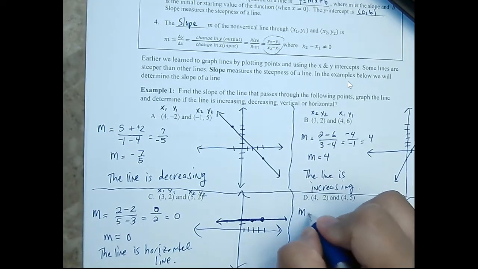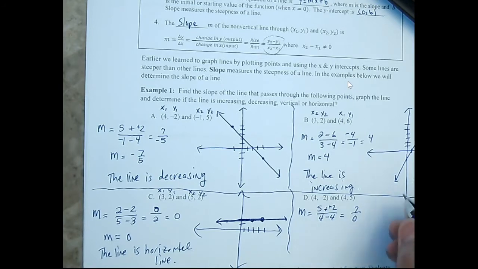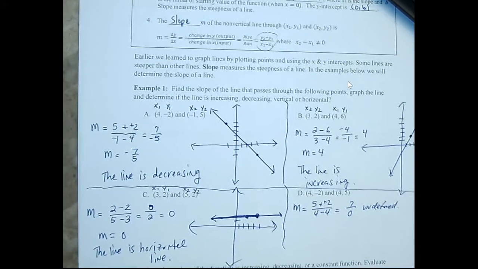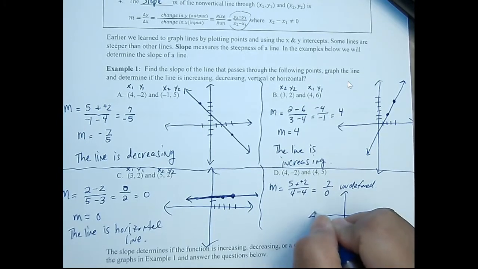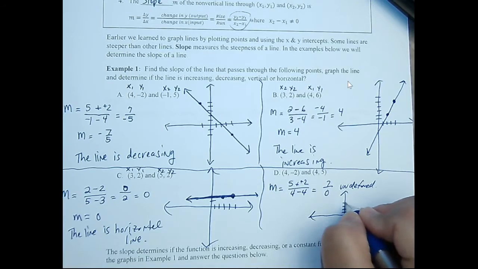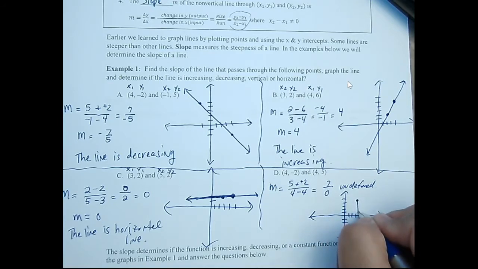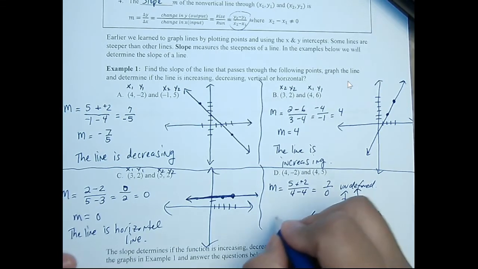And the last one, y2 is 5 minus y1, which is negative 2, divided by x2, which is 4 minus 4. So we get 7 divided by 0. We cannot divide by 0, so we say this is undefined. So our slope is undefined. If we plot these points, we get (4, negative 2) and (4, 5). You can see here that this line is going to be a vertical line.